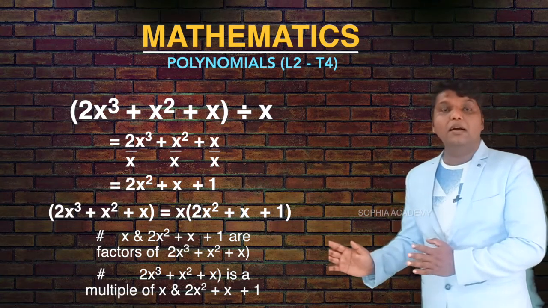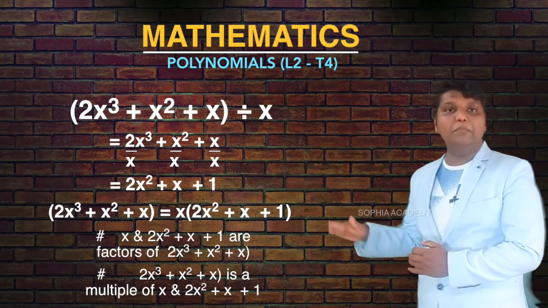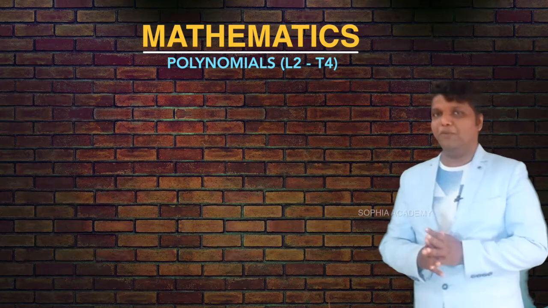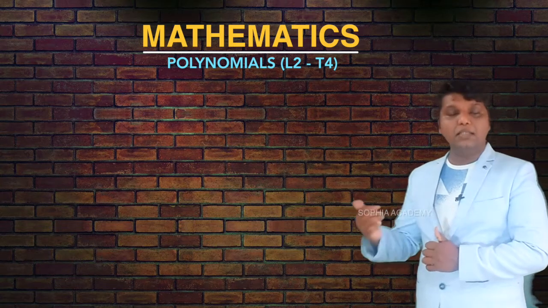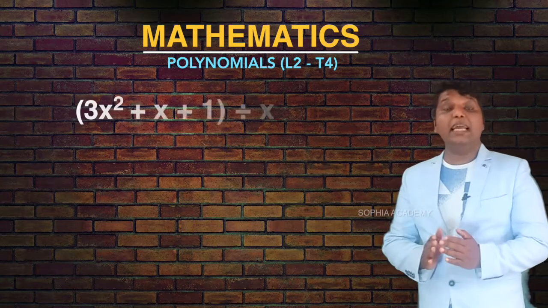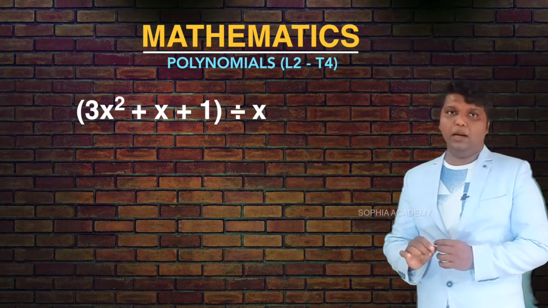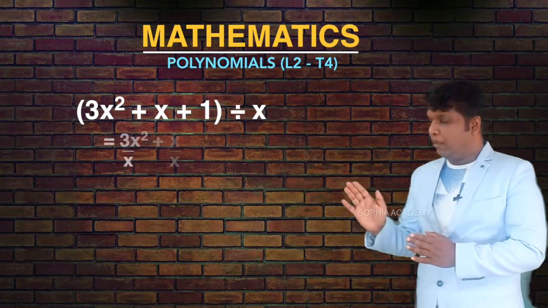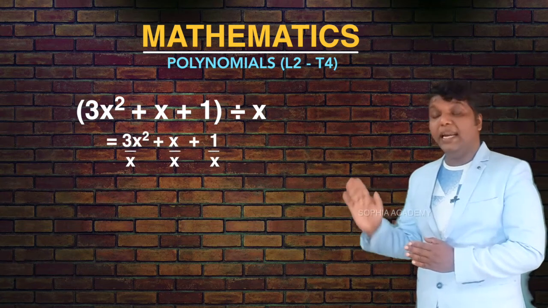So here you could divide each term by x. Very perfectly you could divide. Let us take one more example so that it will be very much clear for you. Let us go to another example. Consider another polynomial, 3x square plus x plus 1. Again, let us divide by the monomial x itself. I told you already, you have to divide each term by x.